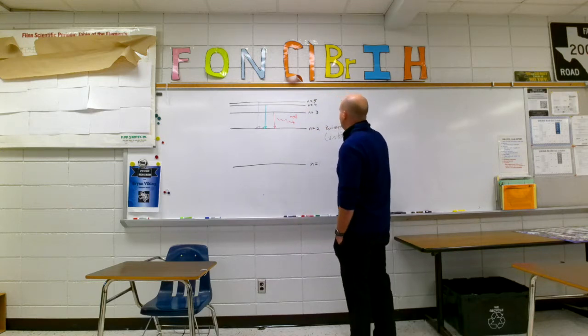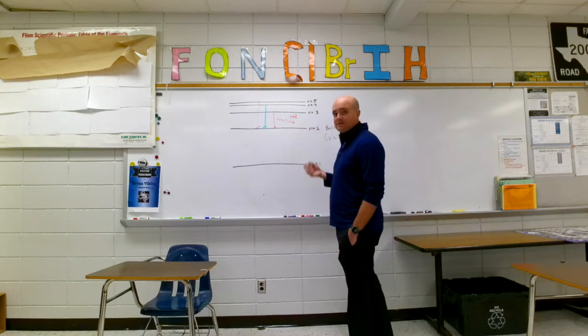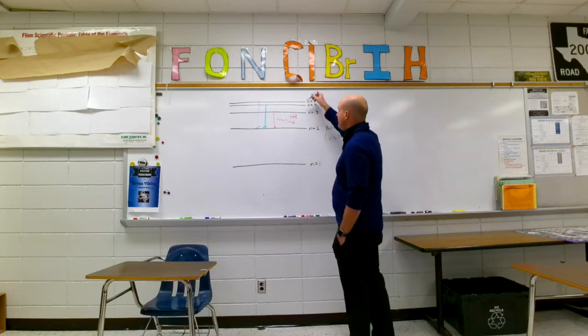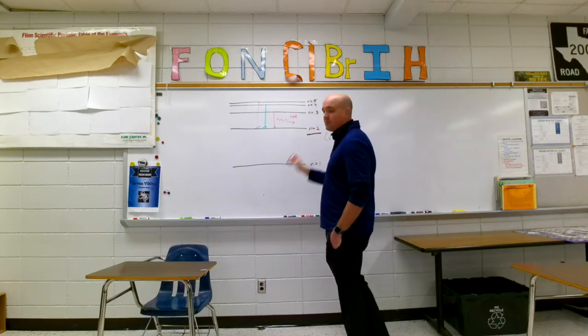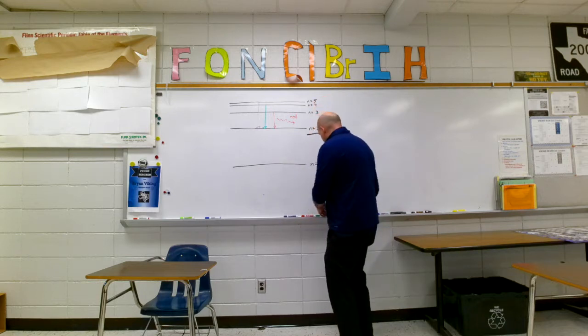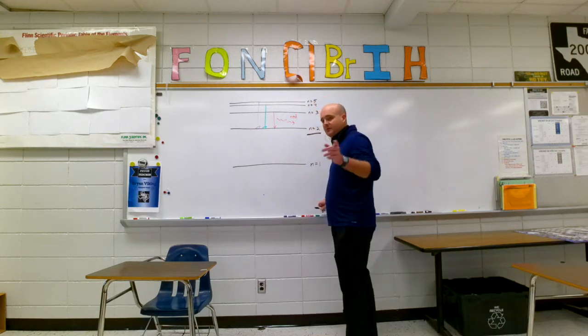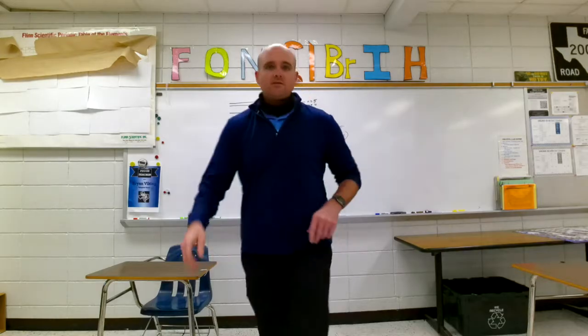So the only way you can see light is whenever electrons fall down to energy level 2. That will be helpful as we look at more flame test labs. So let's go ahead and see if we can excite some electrons.